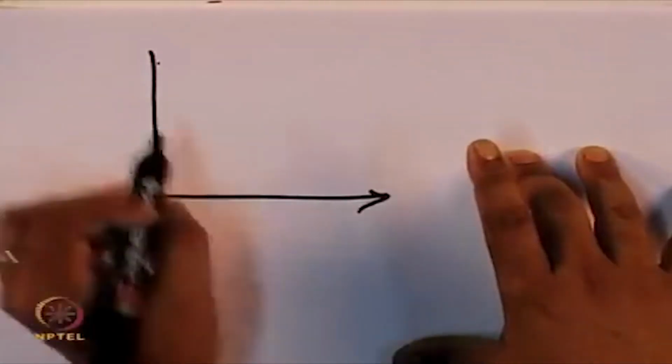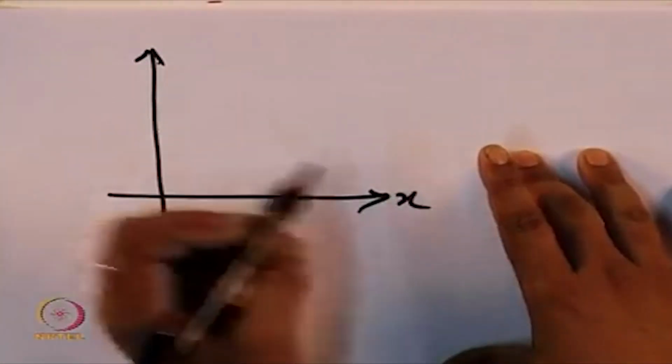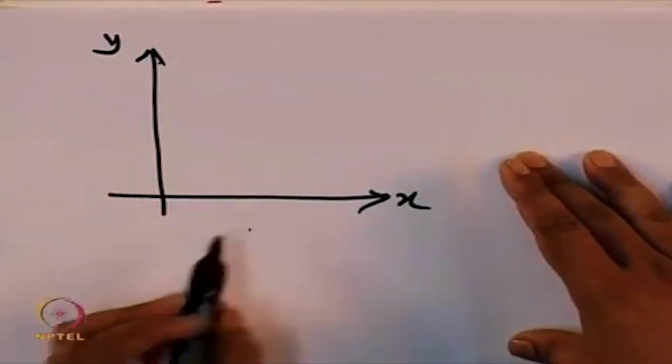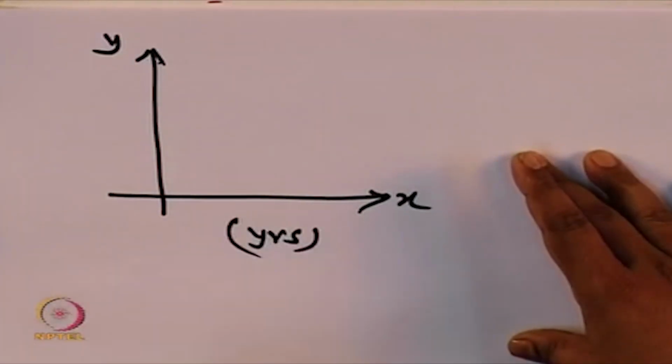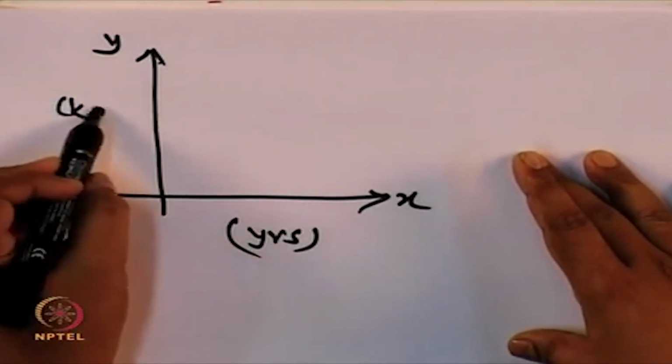Let us go over them one by one. Of course, when you make a plot, the first thing you have to do is label your variables x and y, and put their units ideally. So, if this is age, then I can have years, and if this is weight, I can have kg. Okay.